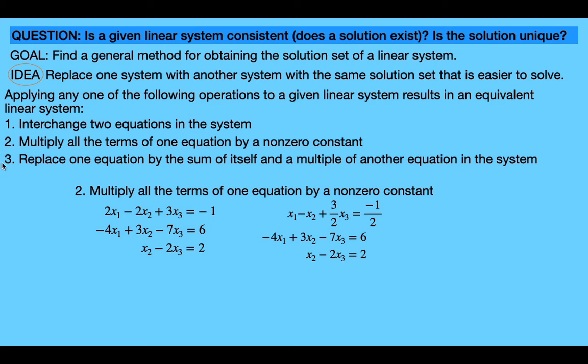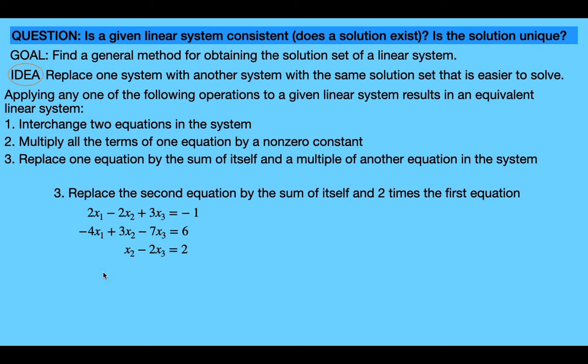Finally, our third operation that we can apply to a linear system is that we can replace one equation by the sum of itself and a multiple of another equation in the system. Let's look at an example. Let's say that this is our given linear system. We're going to replace the second equation of this system by the sum of itself and 2 times the first equation. So we're going to multiply the first equation by 2 and then add it to equation 2. And that will give us our new equation 2 for our new system of linear equations.